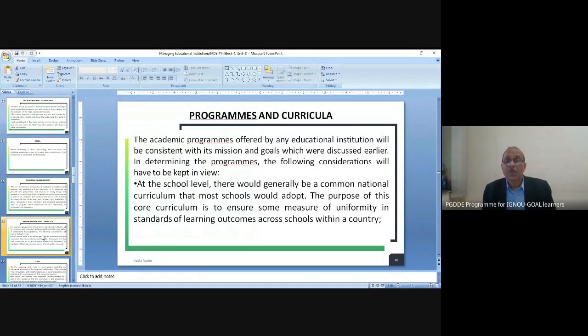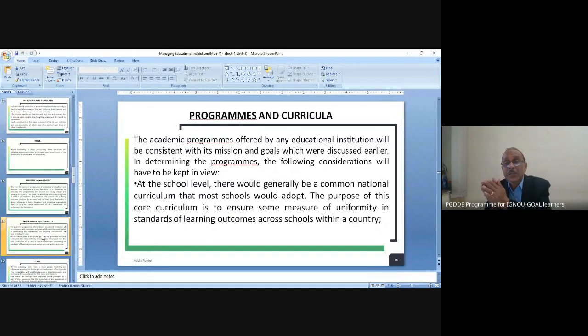Academic programs offered by any education institution will be consistent. Yes, as I said a few minutes back, every institution has its vision, its mission, its goals. When I offer programs, those programs in my institution have to be consistent with the vision statement, the mission statement, and the goals. If your vision is to provide a good education, you develop programs accordingly. If your vision is to prepare the graduates for the employer market, you develop the program accordingly.